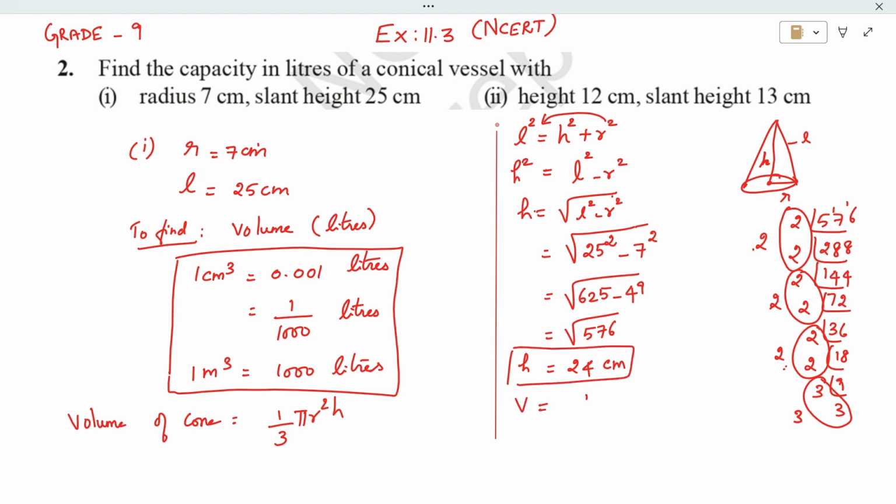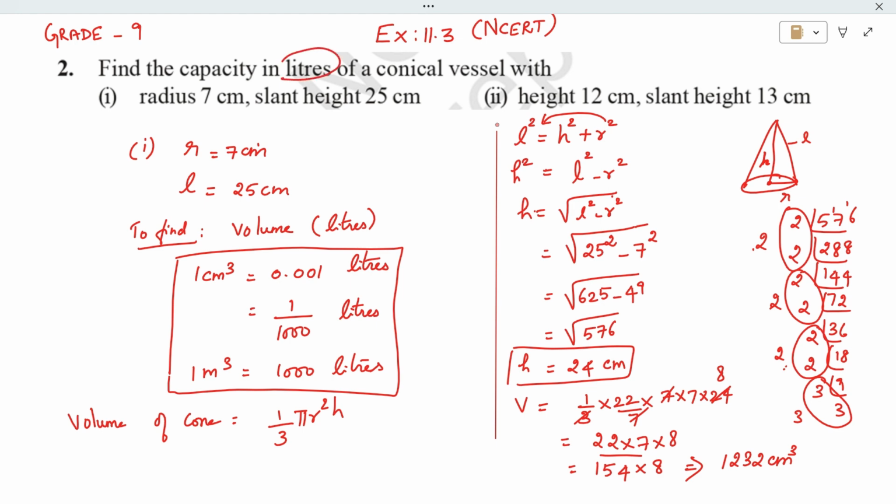Now I can substitute in the formula: 1 by 3 into 22 by 7 times r is 7 times 7, h is 24, isn't it? So now you can cancel whichever is required. So 3 times 8 is 24. So you will get 22 times 7 times 8. So I know 22 times 7 is going to be 154. So I'm combining that with 8, which is going to be 1232 centimeter cube.